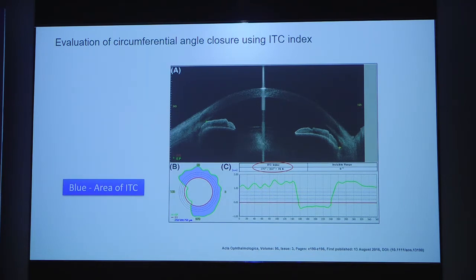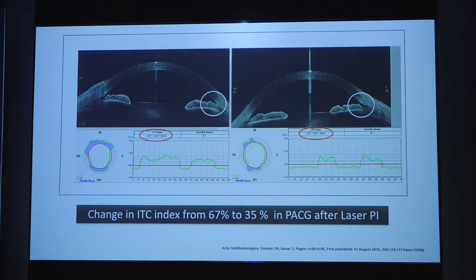So this is an area of ITC, and here we can see that there is a change in ITC index: 67% contact was there, which has reduced to 35% in PACG after a laser PI. So this is an important finding, and maybe it can be considered in future studies.